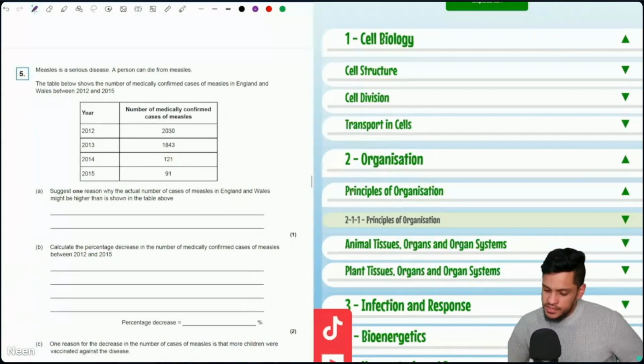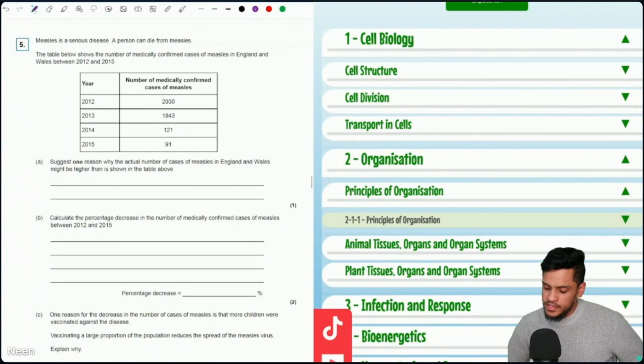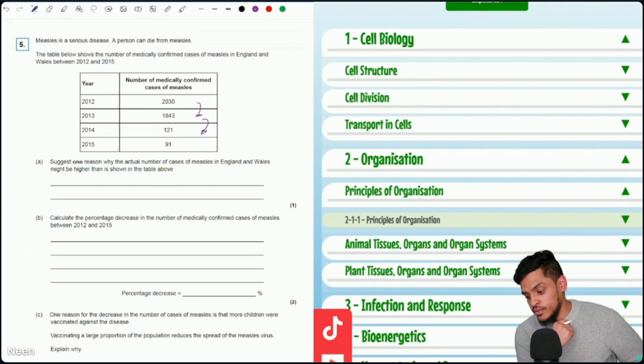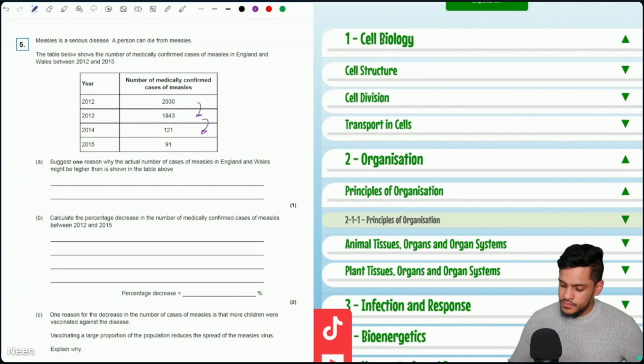Measles is a serious disease. The person can die from measles. The table below shows the number of medically confirmed cases of measles. Okay, so we can see here there's a big jump from 2013 to 2014. Give one reason why the actual number of cases of measles in England and Wales might be higher than the one shown in the table above. So basically, why are these numbers probably higher?